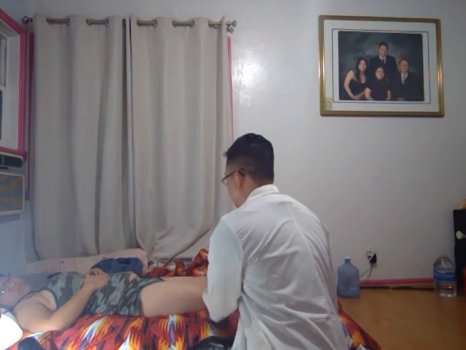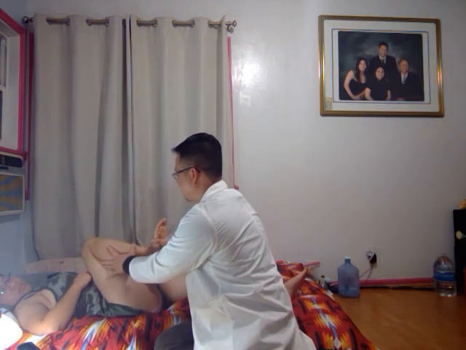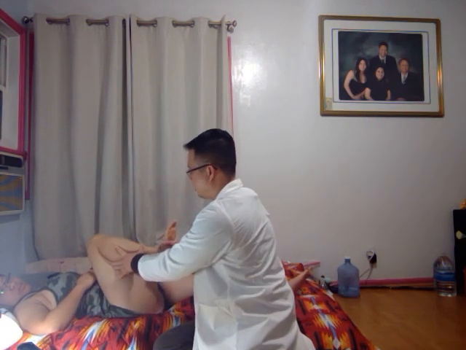So for the special tests for the hip, we have the Thomas test. For the Thomas test, we check for flexion deformity. We just slightly bend the patient's leg up and then put it up on the belly. There is no deformity or contracture of the flexion of the hip.